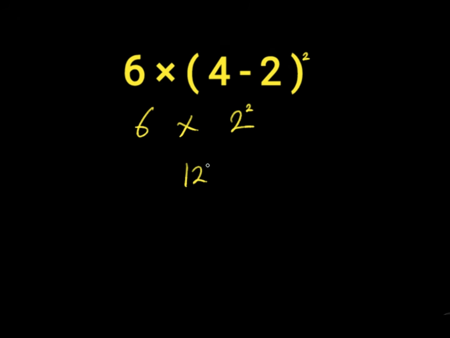We have 12 to the power of 2. 12 to the power of 2 is 12 times 12. 12 times 12 will give us 144.